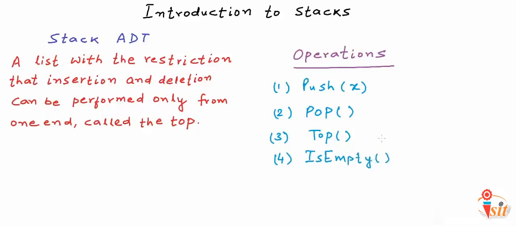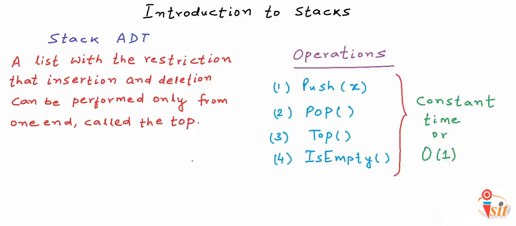So this operation will return true if the stack is empty, false otherwise. So push is inserting an element on top of stack, and pop is removing an element from top of stack. We can push or pop only one element at a time. All these operations that I have written here can be performed in constant time, or in other words, their time complexity is big O of 1.